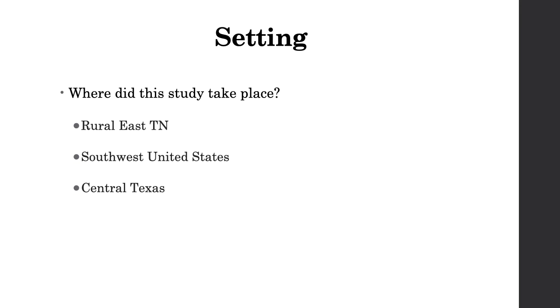Then you'll see setting, and that is just where the study took place. So it might just say something broad like Southwestern United States. It might say Central Texas. It might give East Tennessee as a little more narrow. It is probably never going to say Aiken, South Carolina, or something that very specific, because we want to protect the confidentiality of our participants when we do research.